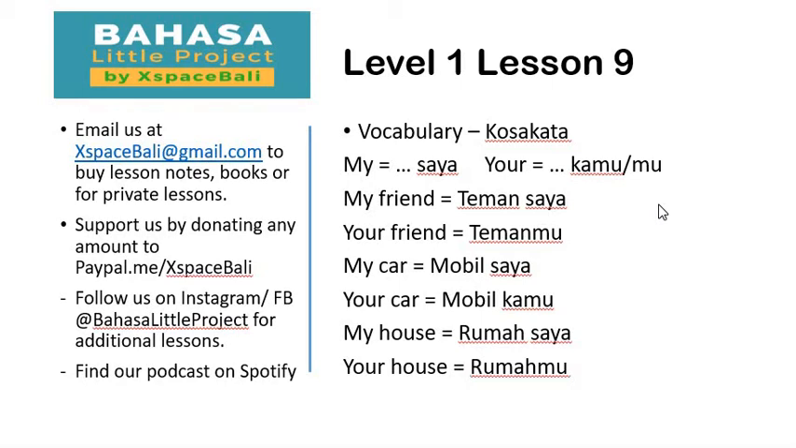My car would be mobil saya. Your car would be mobil kamu or mobilmu. Okay? And then my house would be rumah saya. Okay? And your house would be rumahmu or rumah kamu. Now you can practice using saya and kamu or mu and make simple sentences.